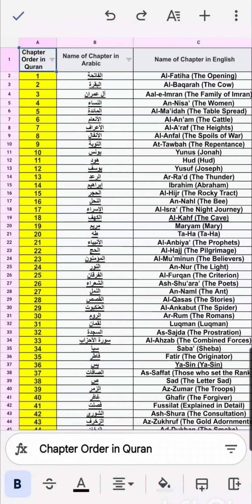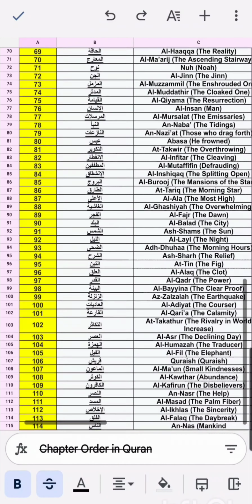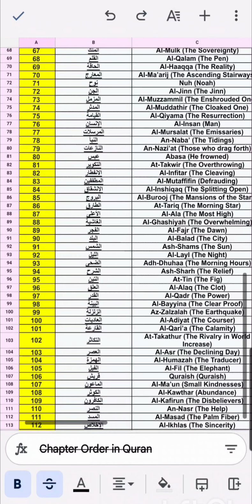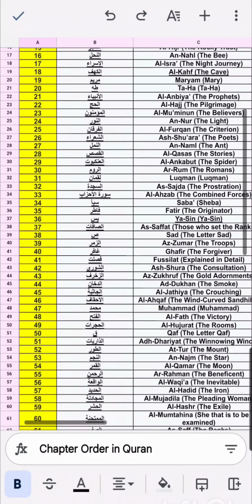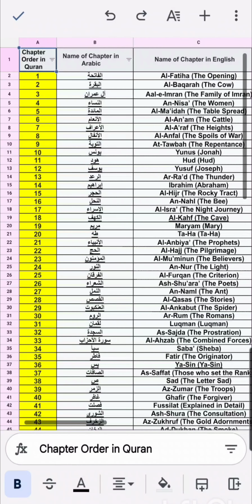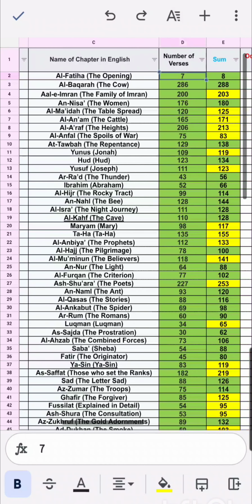The Quran, as Jay said, comprises 114 chapters. Each chapter has a number of verses, and there are two numbers that are thus associated with each chapter: the chapter number, from 1 to 114, and the number of verses within the chapter. Now, there is a mathematical relationship between these two numbers.